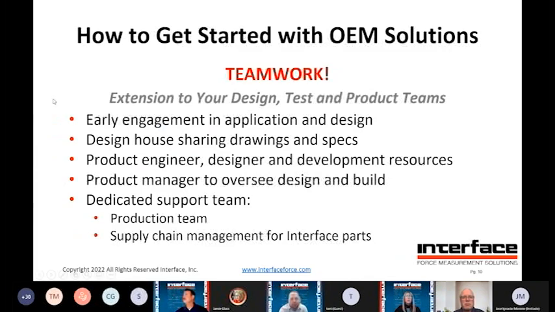There we go. Okay, so as Randy mentioned, a lot of this is around teamwork. Interface really wants to be an extension of your existing resources that you have in-house. Early engagement is going to set everyone up for success. We really prefer to be in early in the project to be able to understand exactly the problem case. And as a result of that, we'll be able to more efficiently design the best solution for you and for us on both sides. So again, lots of dedicated resources, as Randy's already highlighted, dedicated team to support.